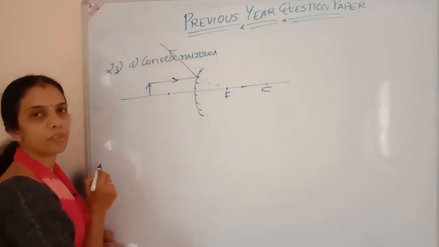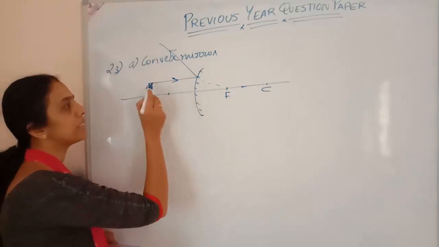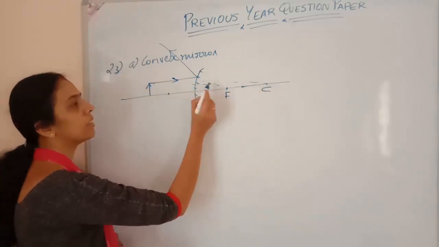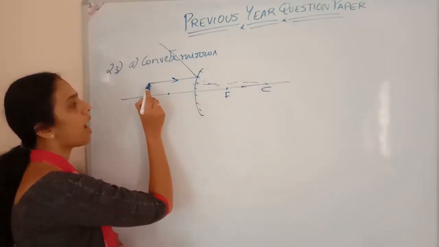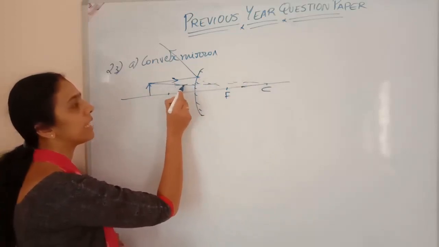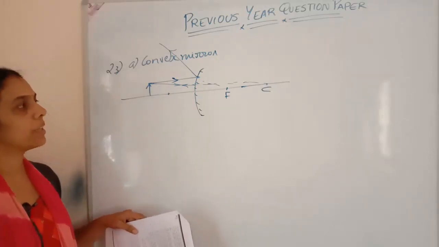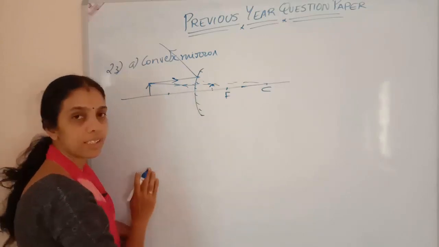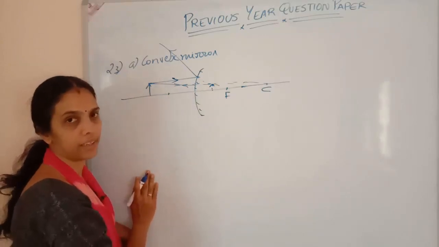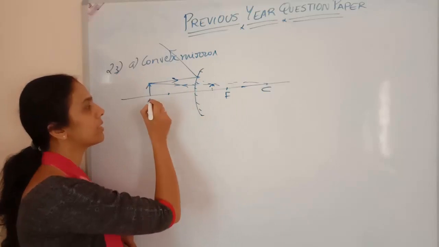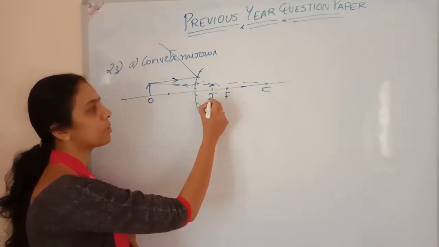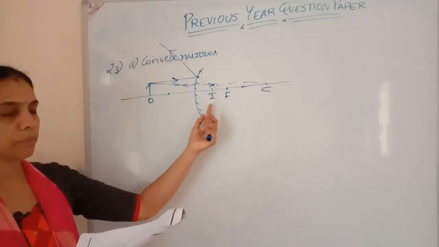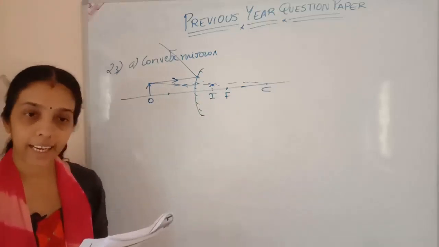The ray which is about to fall through the center of curvature will go undeviated, retracing its path. So both are meeting at this position. So it is a diverging mirror. This is the position of the object and this is the position of the image. So this is the ray diagram, and it is a diminished, virtual and erect image.